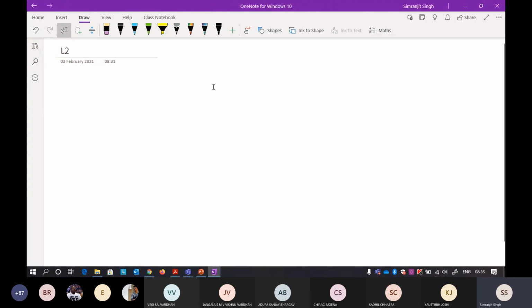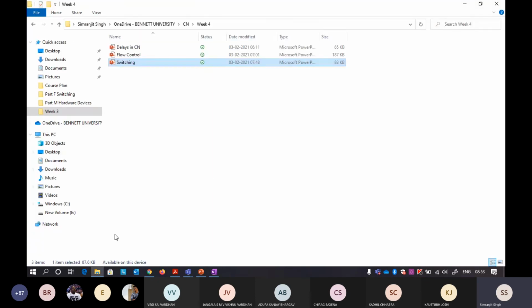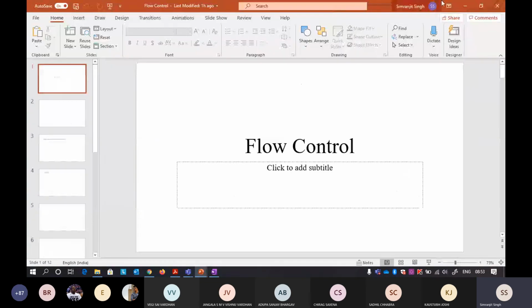Okay, so from now on it is a bit, I'll not call it very complex because it's very easy, but it is in the form of numericals. So again, I'll try to make it as easy as possible, but still if you have any doubt, just let me know.